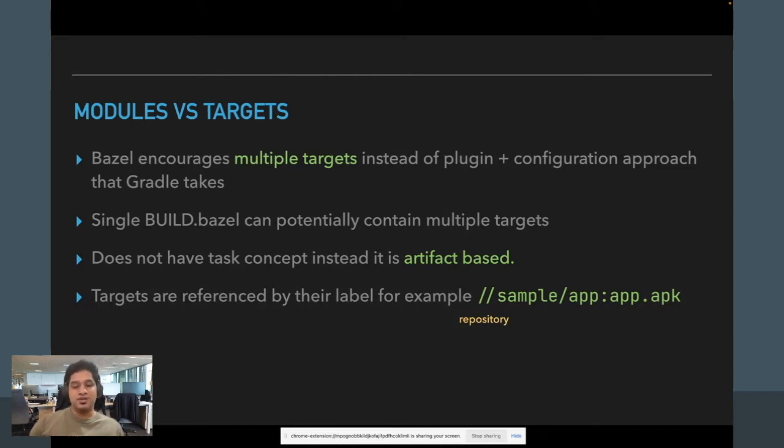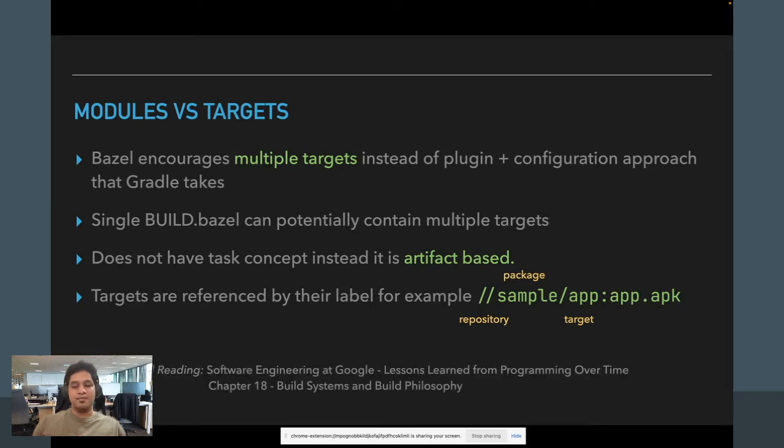So it starts with double slashes, and this is the package. Every path that follows the slash is a package. And finally, we have reached the target. At the end, we have app.apk, which is the file that we want Bazel to build.